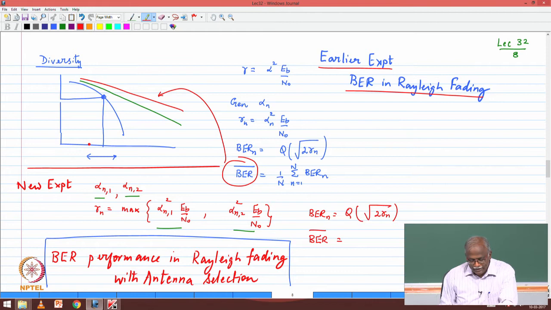So this experiment, I would describe it as BER performance in Rayleigh fading. We have not actually generated the Rayleigh fading, but we've got an intuitive experiment with antenna selection. And the antenna selection part actually happens here, where you are choosing between the two antennas, and that is an interesting observation that we will pick up. Okay, so let me start with an example that will tell us why antenna diversity or antenna selection diversity is a very good thing.